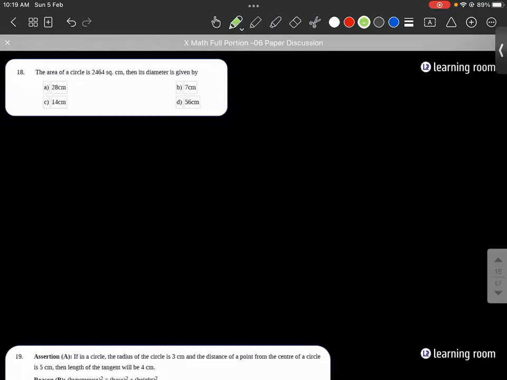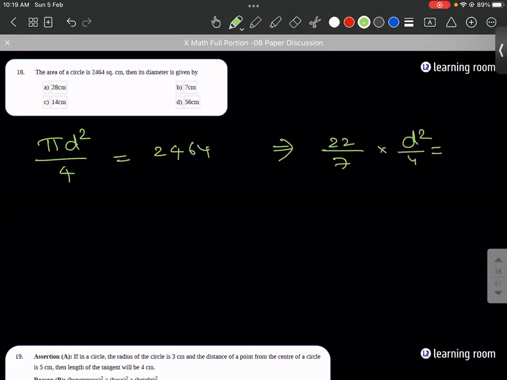The area of the circle is 2464 square centimeter, then its diameter is? Pi d square divided by 4 is equal to 2464, which implies 22 by 7 into d square divided by 4 is 2464. So 22 will cancel this 2464 how many times? It is going to be 112. Correct? So 112, what are the factors? 56 and 2.